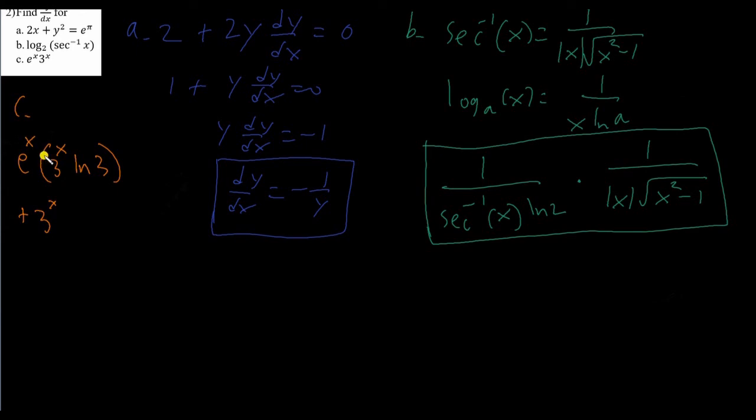And remember, e to the x is a really, really awesome special function. Its derivative is itself, so that's just going to be e to the x. And I can simplify this if I wanted to, and I can say this is equal to the natural log of 3 plus 1 times e to the x 3 to the x. And that was a pretty simple question, question 2.